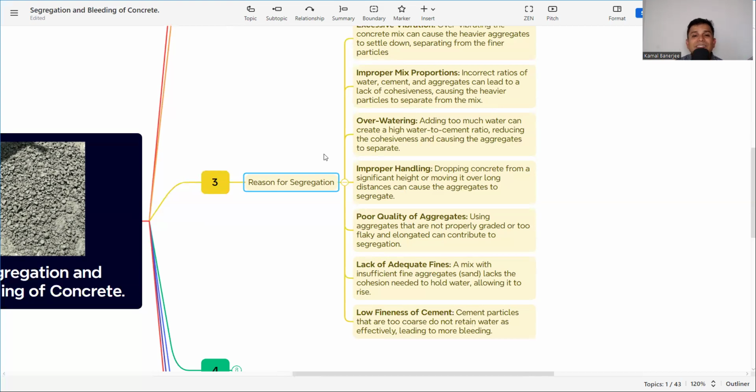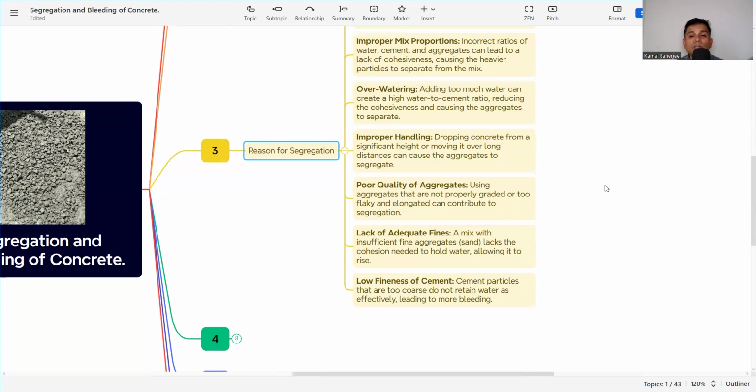So improper mix design, then over watering. Adding too much water can create a high water to cement ratio, reducing the cohesiveness and causing the aggregates to separate. So वाटर सीमेंट रेशियो अगर ज्यादा हो गया तो एक्चुअली सेग्रीगेशन हो सकता है.